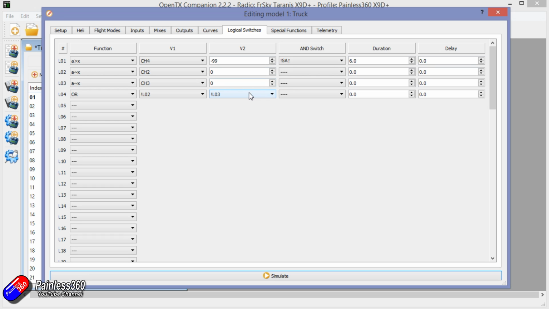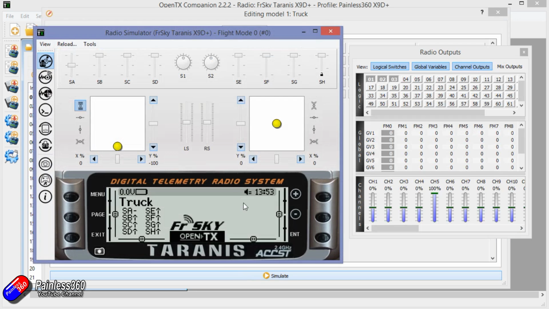And remember, 0 is the middle channel position, which goes from -100 to +100. So when it moves off either of those positions, those middle indented movements on the radio, logical switches 2 and 3 are going to come on. So let me just show you that little bit. Keep your eyes on logical switches 2 and 3.